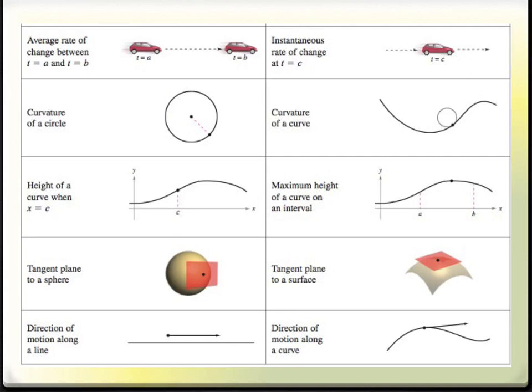With precalculus, you can find the tangent plane to a sphere. Again, a very specific shape, a sphere. But with calculus, we can broaden that to the shape of any surface that we can find a tangent plane to. With precalculus, we can find the direction of motion along a line, one-dimensional. But with calculus, we can find it along a curve. A curve is a two-dimensional object, so we can extend our dimensions.